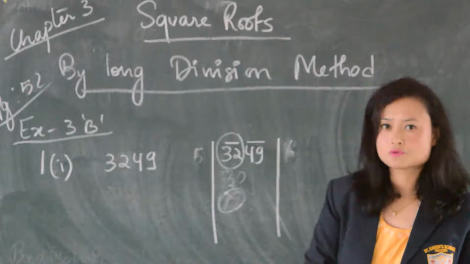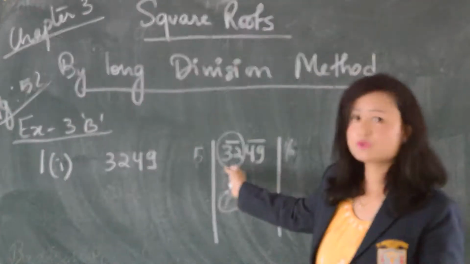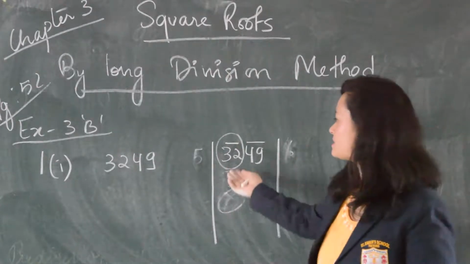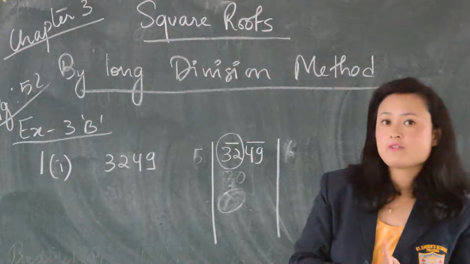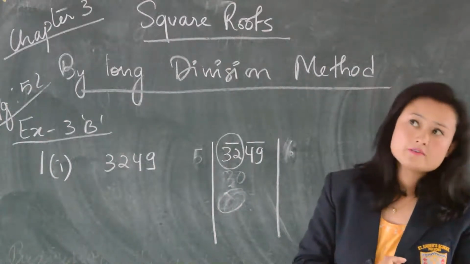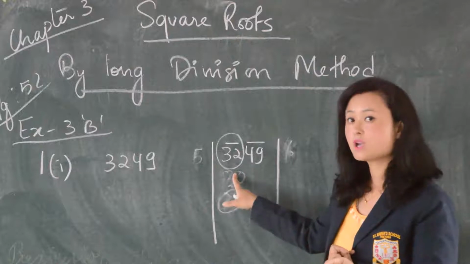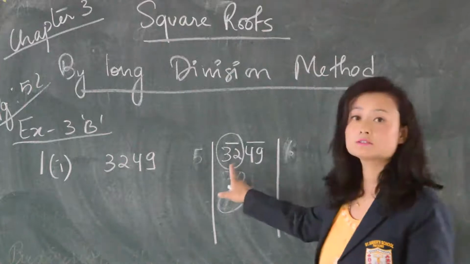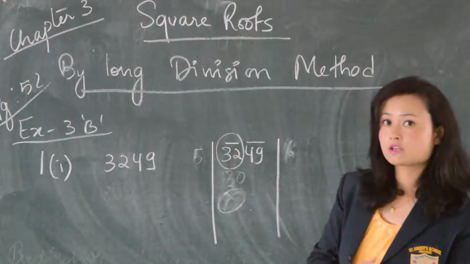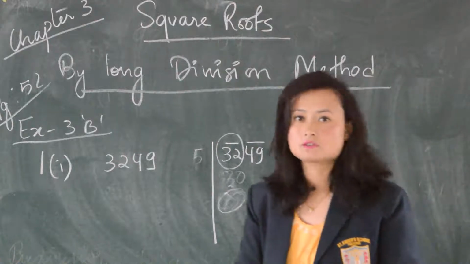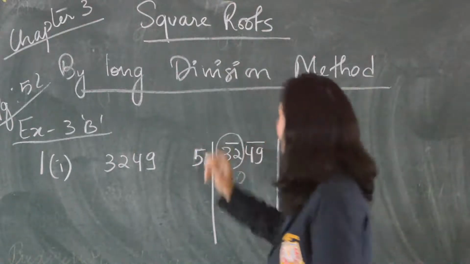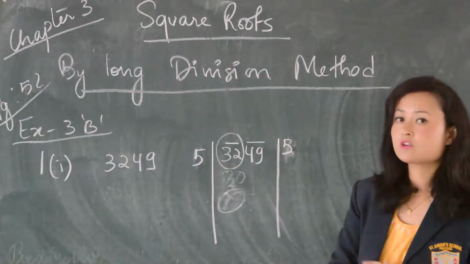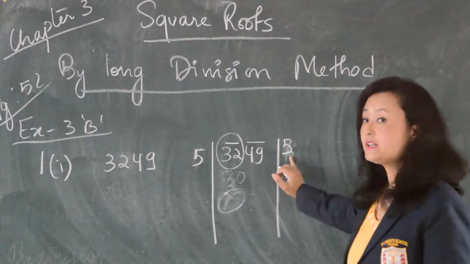For example, 2 into 2, 4. It's way too small compared to 32. You cannot take 3 into 3, you cannot take 4 into 4. So which number comes closer? Either 5 into 5 or 6 into 6. Now 5 into 5 is 25, which is smaller than 32. 6 into 6 is 36, which is greater than 32. And you know that we cannot take a greater number when we are doing the division. So we take 5. Since we are writing 5, we multiply it with 5. As I told you, you cannot take any number other than 5.